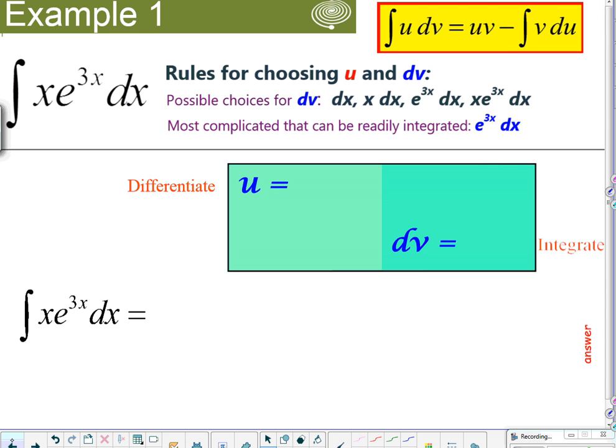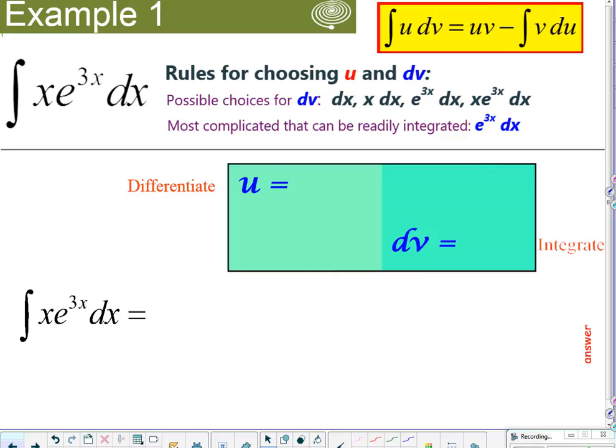So we have x e to the 3x. Rules for choosing u and dv. Possibilities for dv. I could select the x dx. I could select e to the 3x dx. Notice we're always selecting the dx with it because we're going to integrate it with respect to x.